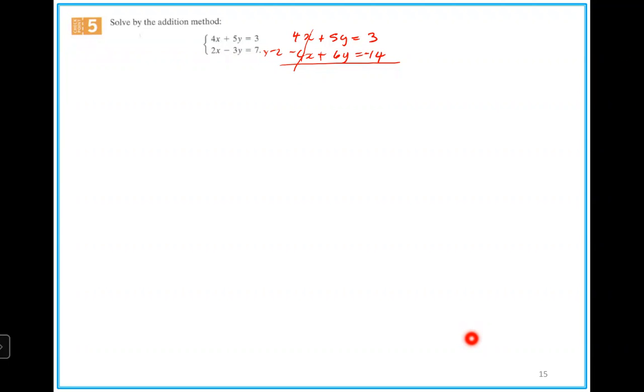So now you're going to add that to get 11y equals -11. So therefore, y would be equal to what? -1. -1.